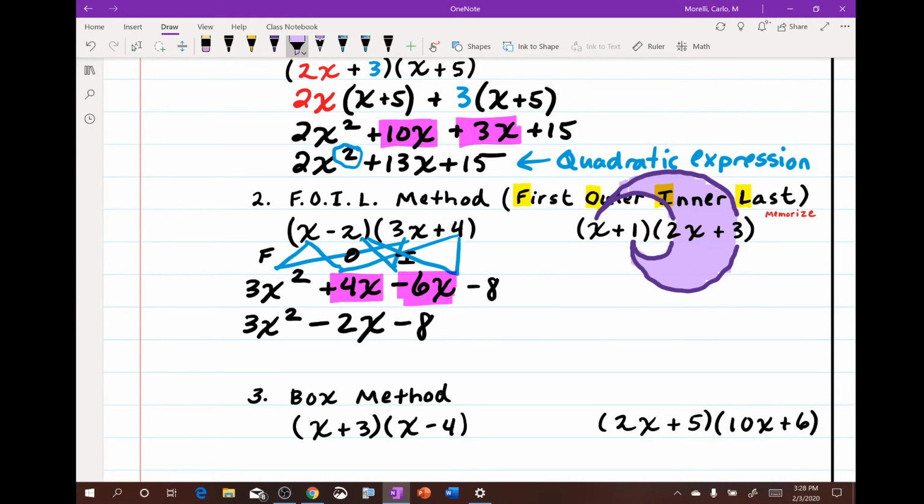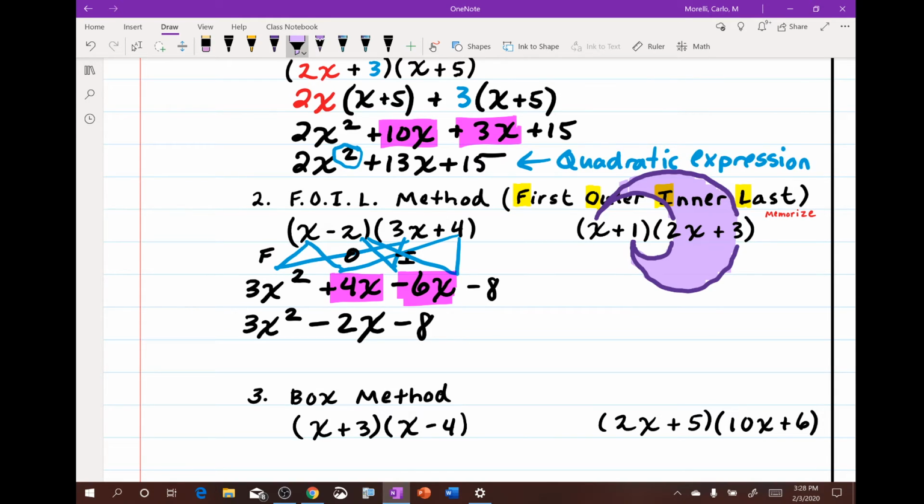First, outer, inner, last makes that moon shape or claw shape, whatever. What do y'all think it looks more like, a moon or a claw? I'm going with crescent moon. Yeah, I like that. A hook, whatever you think. You remember that shape, and you'll be fine.